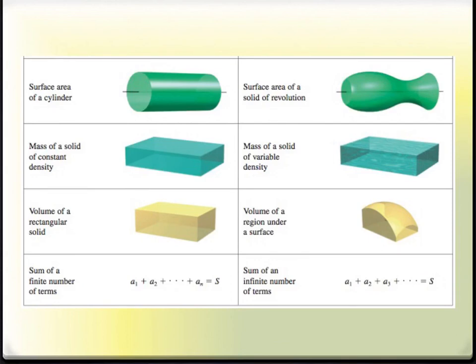You can find the mass of a solid of constant density, right? The density throughout is the same. But you can do it for an object with variable density when you're working in calculus. You can find the volume of a rectangular solid in pre-calc, but you can find it for any kind of shape, a region under a surface, in calculus. And then the last one, also Calc 3, the sum of a finite number of terms. You can add 100 terms together with pre-calculus techniques and find how much the sum is. But when you move into calculus, we can do it for infinitely many terms, sometimes anyway.